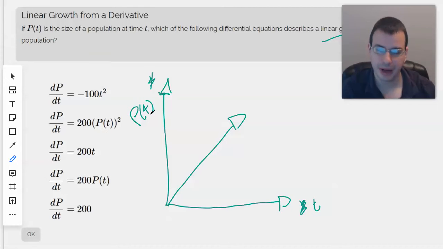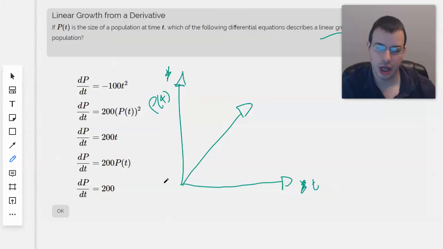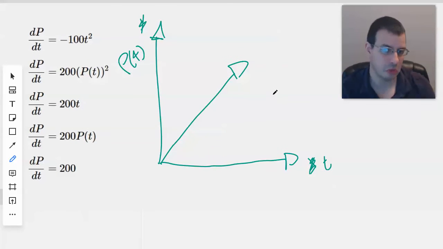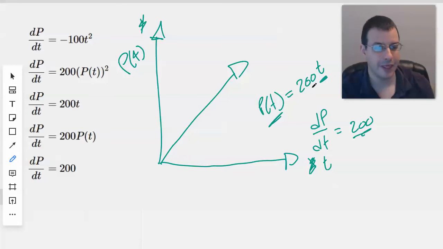So we have population, we have time, we have this graph. And the idea is, what sort of differential equation would describe this? You could say that P of t equals, let's say, 200t. The point here is you have t and population with respect to time. Therefore, dP/dt would equal 200. The idea here is you have a straight line.